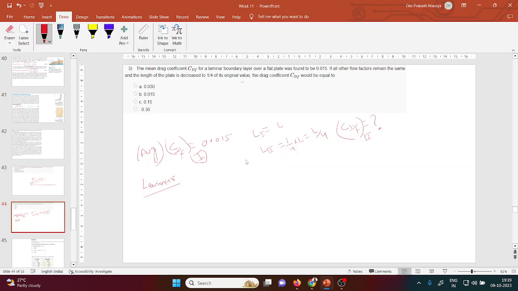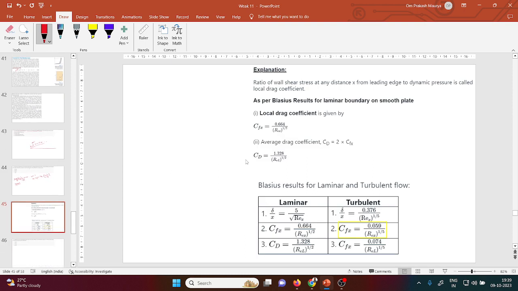Let me discuss, no problem. Before we solve these things, let me show you the formula, although your formula is not required. Only if you know the relation, then you can solve. But for your sake of understanding, as per the Blasius result for the laminar boundary layer on a smooth plate, the local drag coefficient is given by this, but the average drag coefficient is given by this condition.